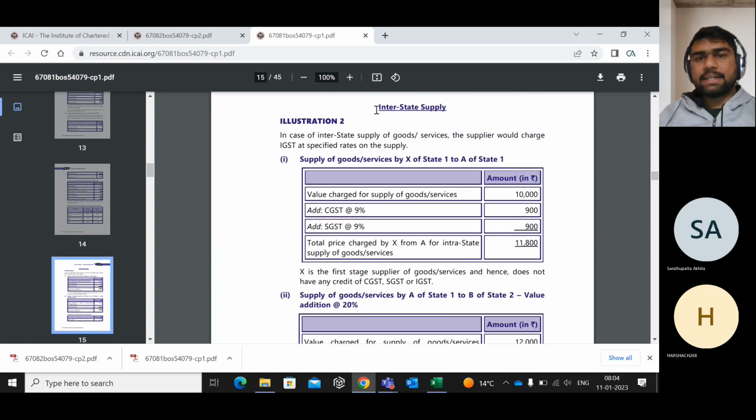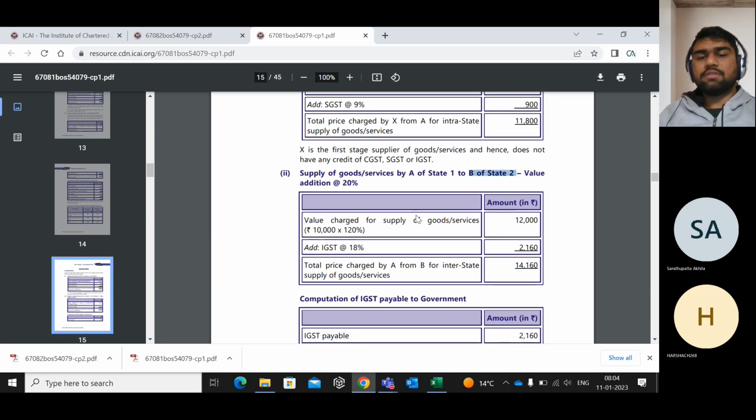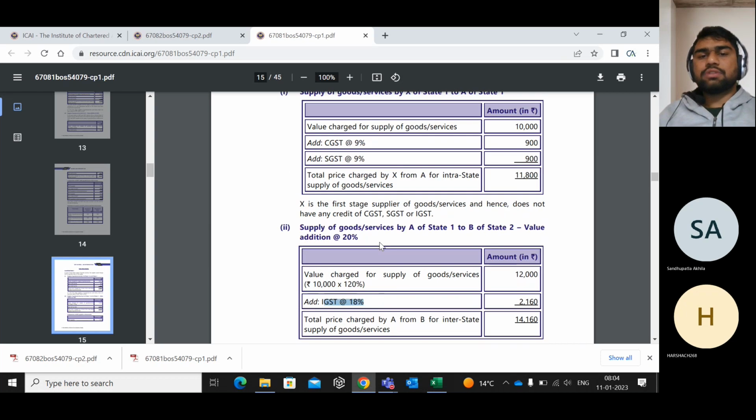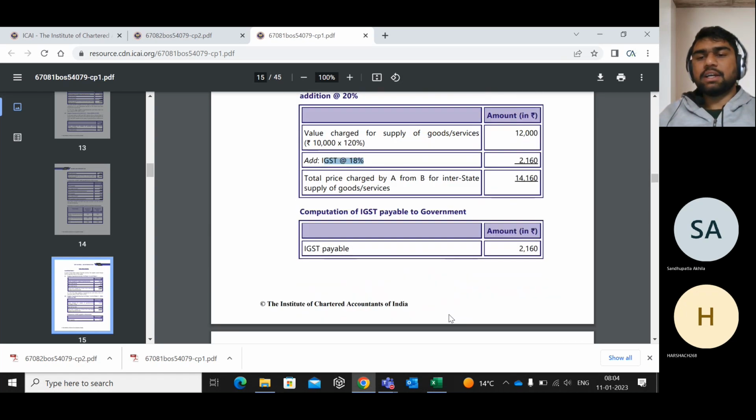This is in case of an interstate supply, which involves one intrastate supply of goods by X of state one. Here, the same state is involved, so we get CGST and SGST. If a different state is involved, we get IGST. How can CGST and SGST be used for the discharge of IGST liability here?